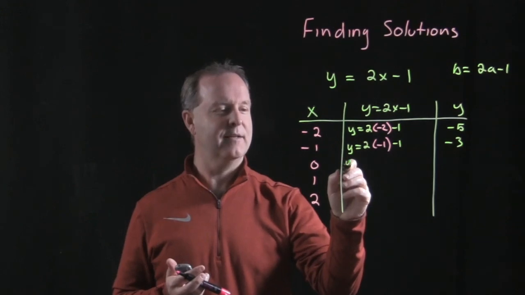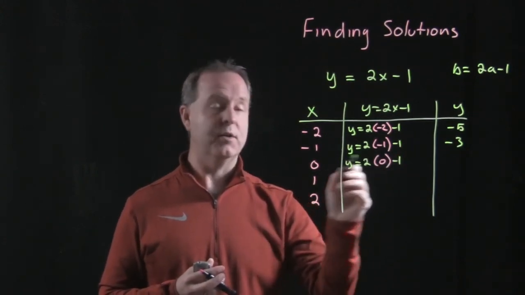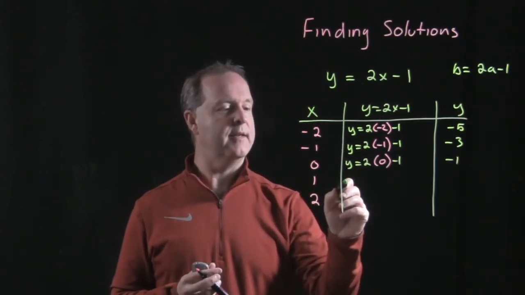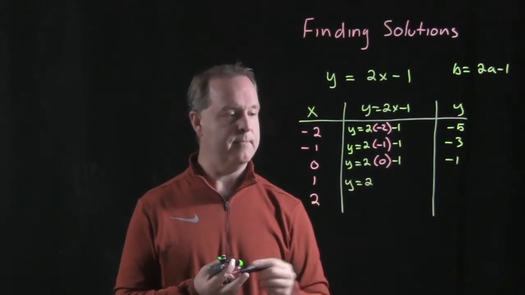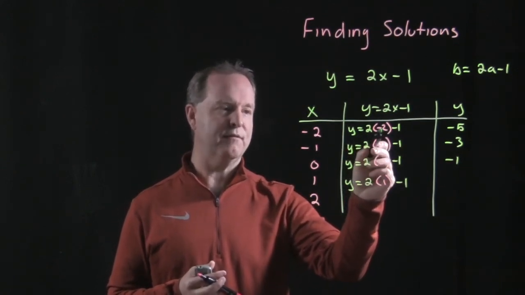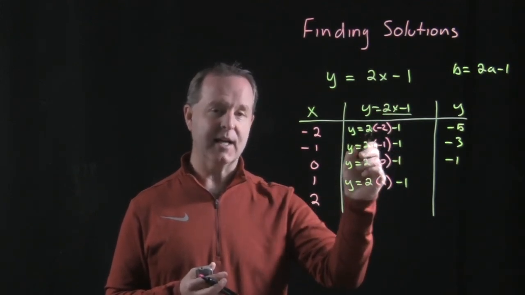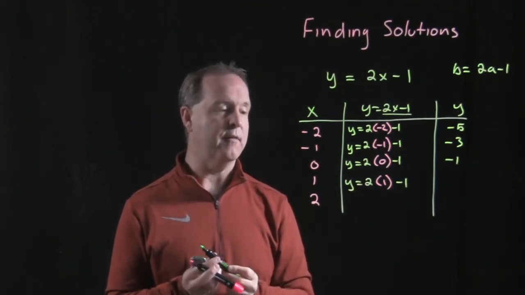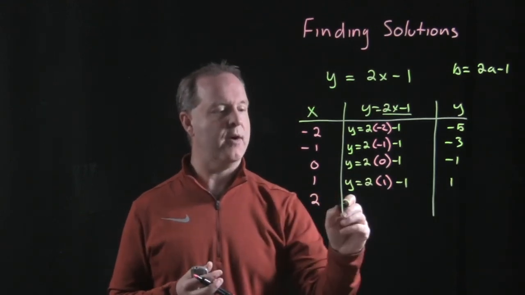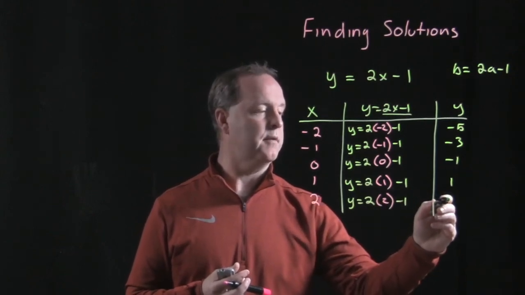My favorite number is up next. Y equals 2 times a 0. I love 0. 2 times 0, 0. 0 minus 1, -1. All right, 3/5 of the way there. The next one is y equals 2 times a 1 minus 1. Again, remember and take note, I'm always inputting this value into this original statement right here. So this is always 2x minus 1, but each time my x changes because I chose to use a different value of x. 2 times 1 is a 2. 2 minus 1 produces a positive 1. And my last value, y equals 2 times 2 minus 1, that equals a 3.